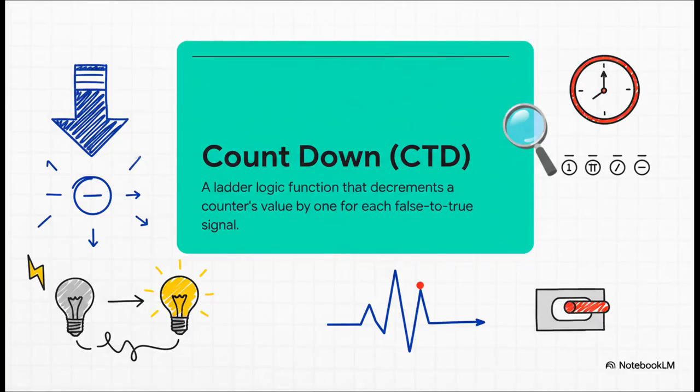Okay, so here's the official definition. At its heart, a CTD instruction just subtracts 1 from a number. But the real magic is when it does it. It happens on what's called a false to true signal. So what does that mean? In plain English, it means the counter triggers the exact moment a sensor switches from off to on. Not while it's on, not while it's off, but on that single rising edge of the signal. That's what makes the count happen.